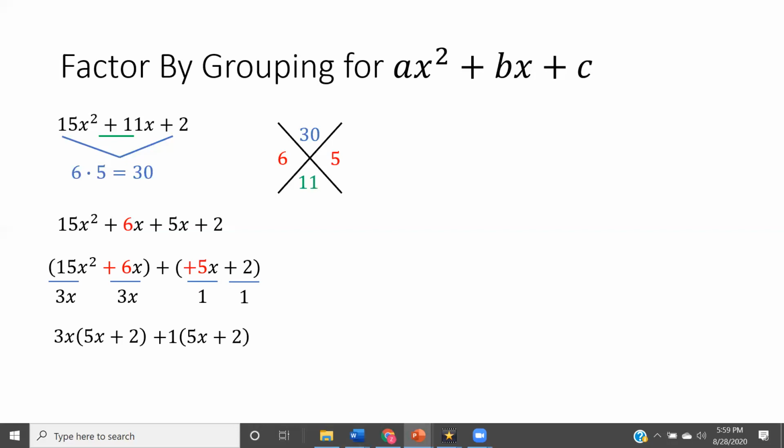And so then my final factored form is the two terms that are in front, 3x plus 1, and then the two groups that match, 5x plus 2.